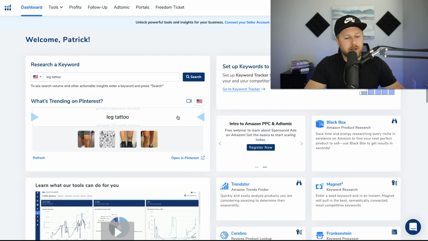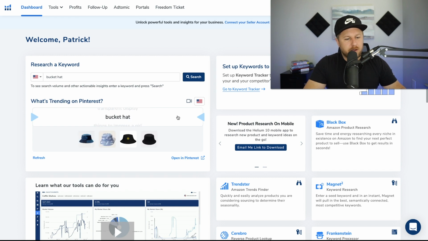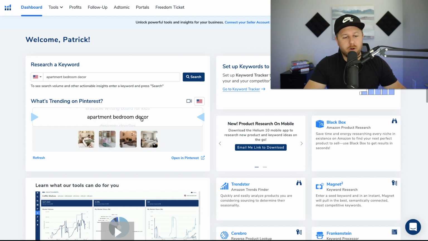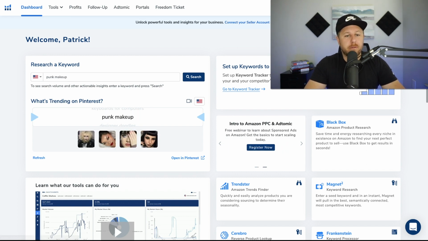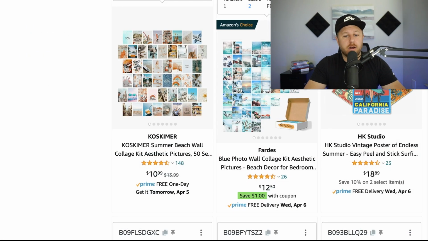Again, all I'm doing is clicking right here. Maybe we could find one more. Butcher Block Island, bucket hat, muffins. I don't know what that is. All right, so I found another keyword that I like. Anything with decor I like. So apartment bedroom decor. Let's actually pull this up on Amazon and then see if people are looking for this keyword or what products pop up when we type in this keyword on Amazon.